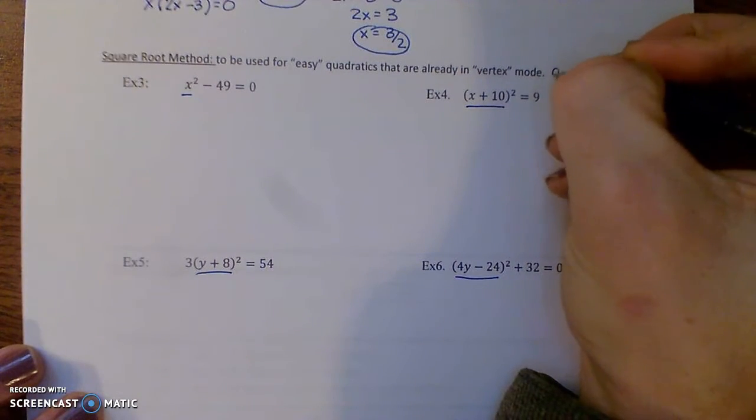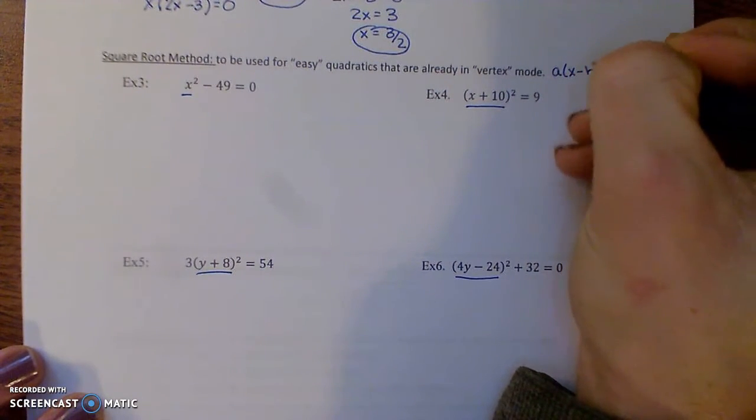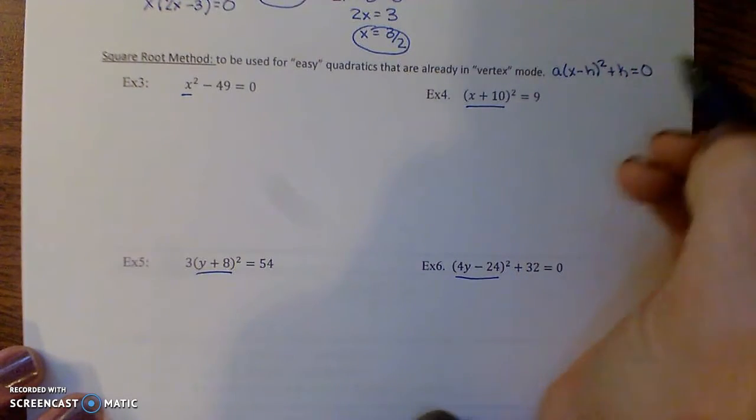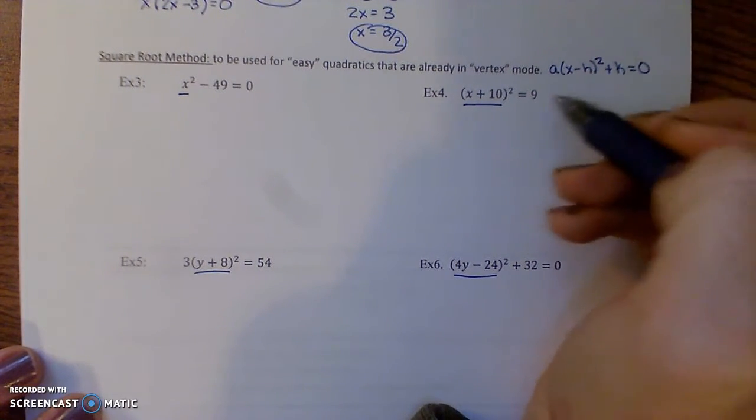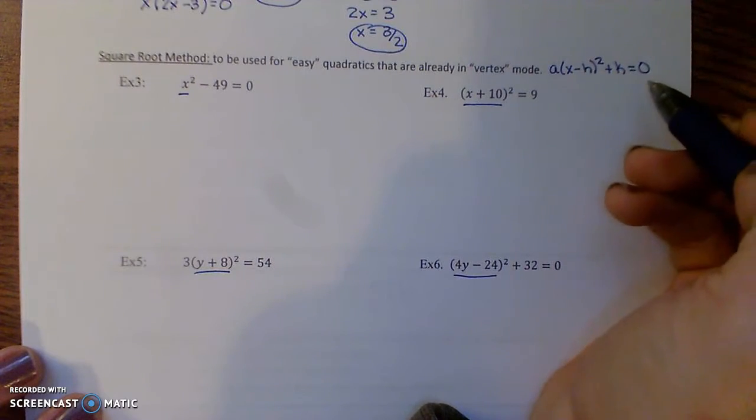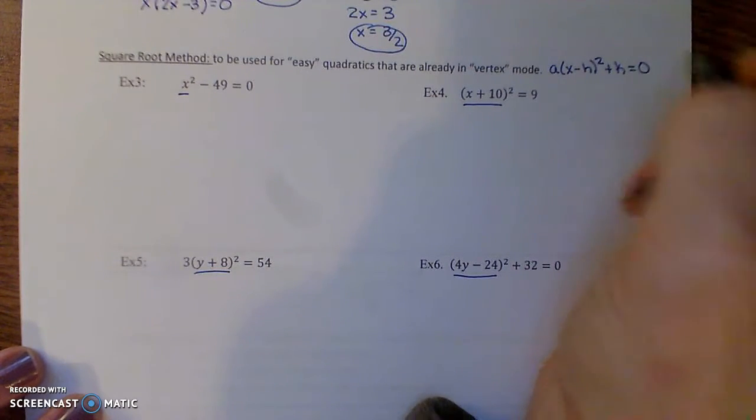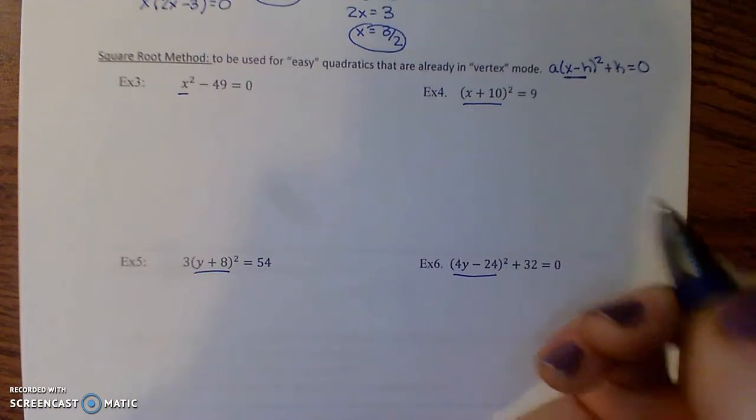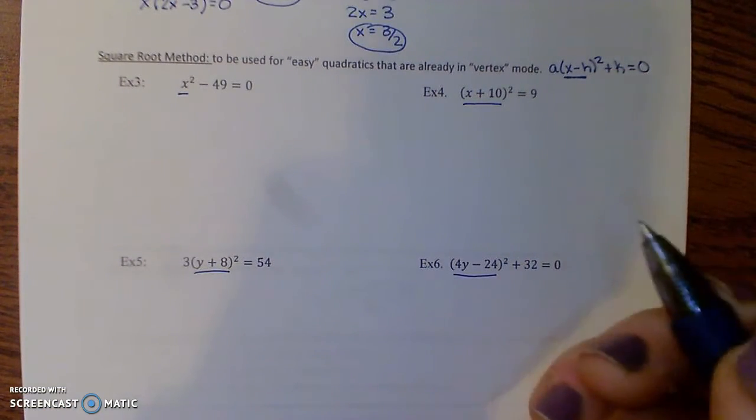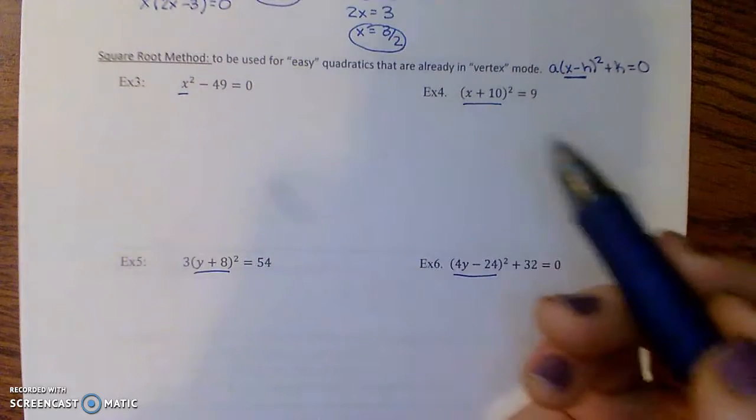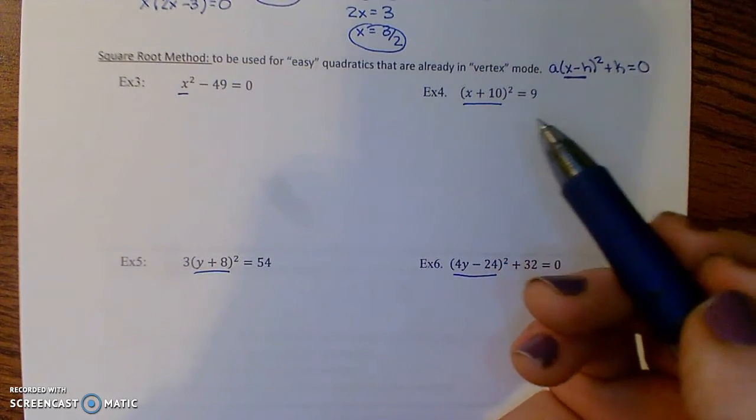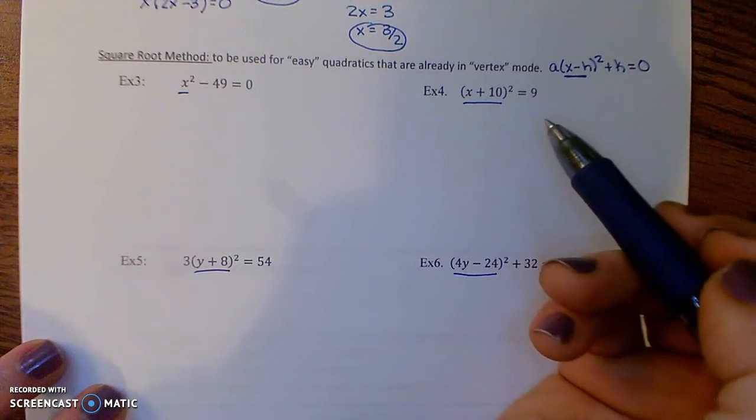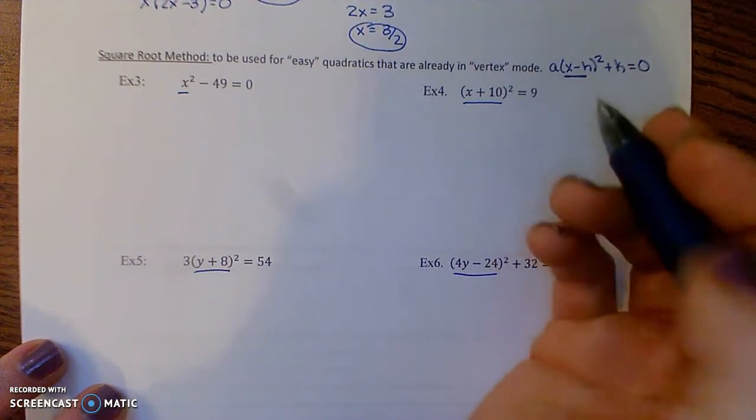So it might look something like this. A times x minus h squared plus k equals 0. We'll come back to this vertex mode equation in the next chapter. But notice that there's only going to be one term that has an x in it. All right, so the square root method is really similar to solving linear equations in that our goal is to get x by itself, isolated.